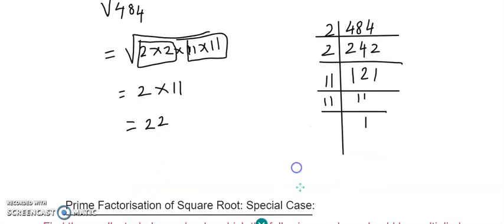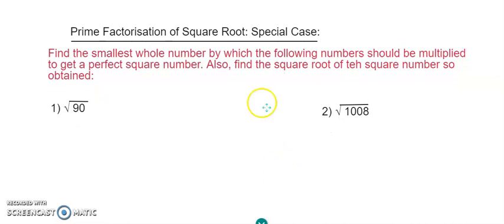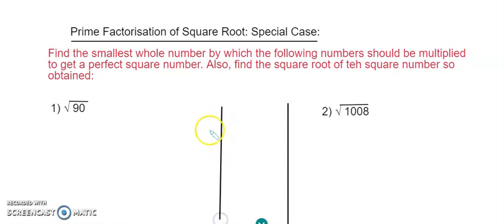Now we are using the same prime factorization to find answers for a special type of question. If you look at the question, it says find the smallest whole number by which the following number should be multiplied to get a perfect square number. The numbers given are not perfect squares, but we have to make them perfect squares. So first, we'll find the prime factors of 90, and then we'll figure out which number should be further multiplied so that it becomes a perfect square.